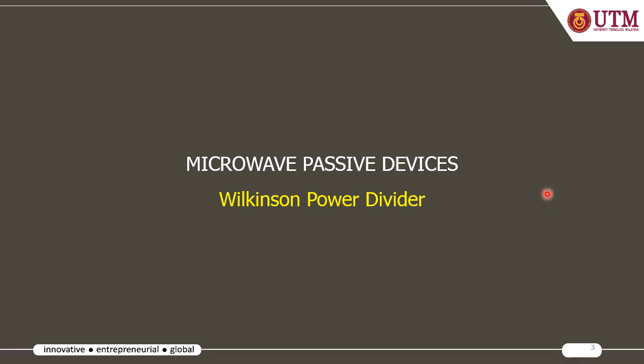Okay, as discussed in the previous video, we have looked at the T-junction and also the resistive power divider. However, both of the designs suffer from a limitation on the matching, as the T-junction's ports cannot all be matched simultaneously, while this has been improved by using the resistive power divider. But there is another problem with the resistive power divider in which the isolation is not that good. Therefore, a Wilkinson power divider has been introduced in order to improve further in terms of matching and also the isolation.